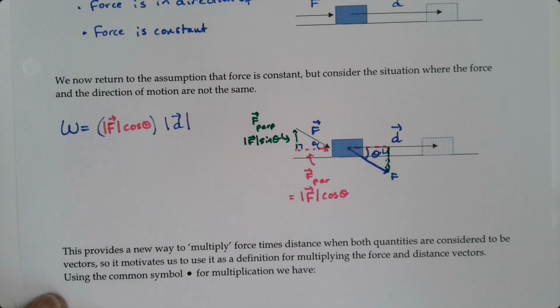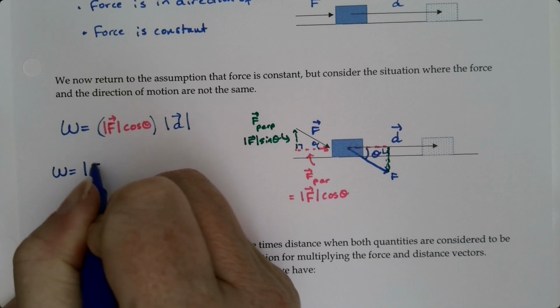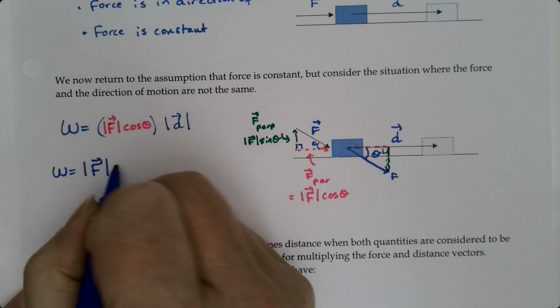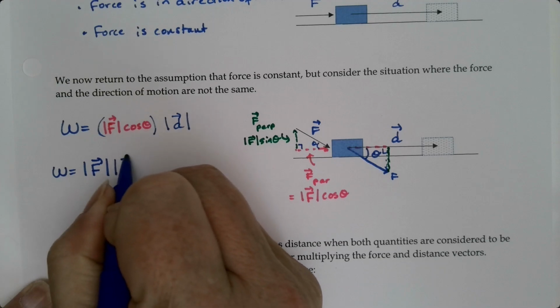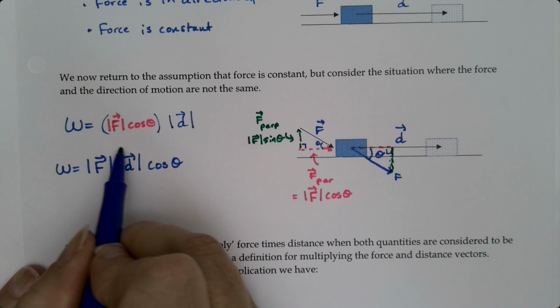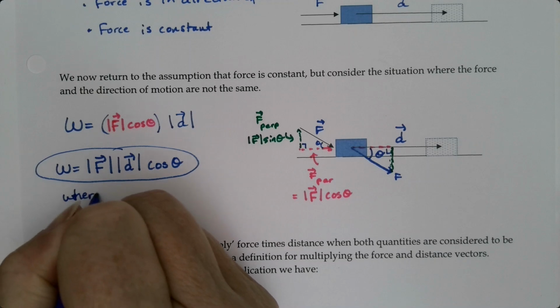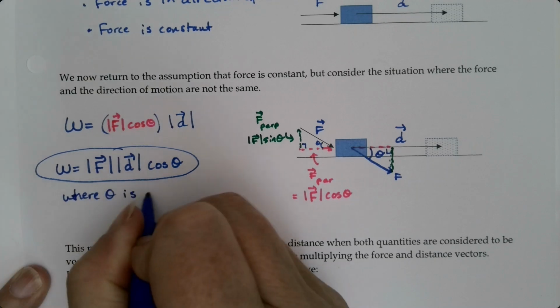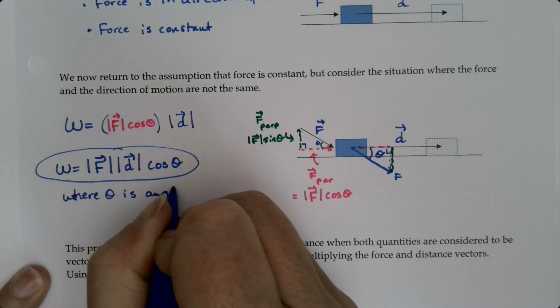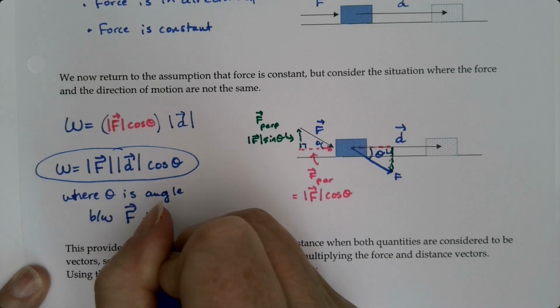All right, so we just kind of rearrange that because we're mathematicians and we can't help ourselves. And it's the magnitude of the force vector times the magnitude of the distance vector times the cosine of the angle. And theta in this setup is the angle between your force vector and your distance vector.